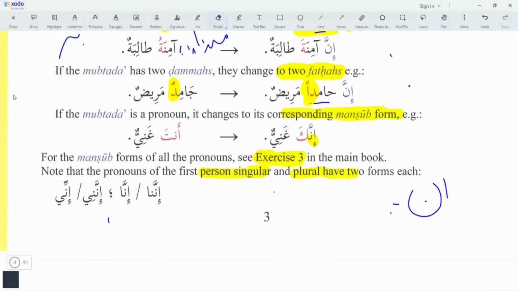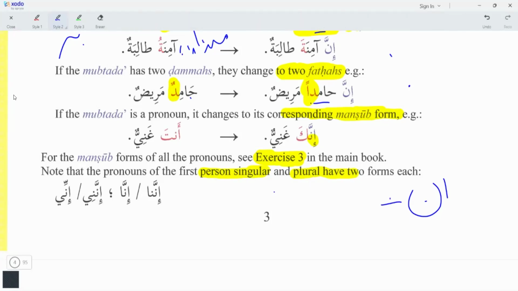So here are two forms for the first person. Inna plus na for the plural. Second is inna plus ya mutakallim. So it becomes inna na. We write them together and give it a shadda. So it becomes inna, with the shadda.